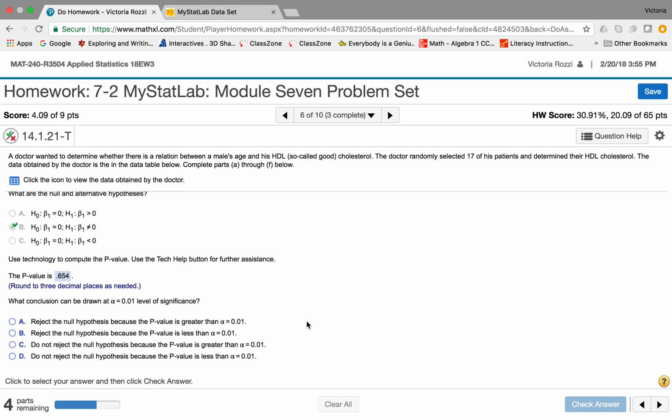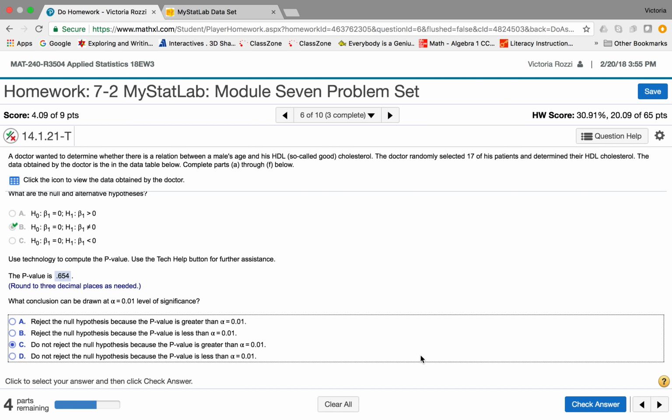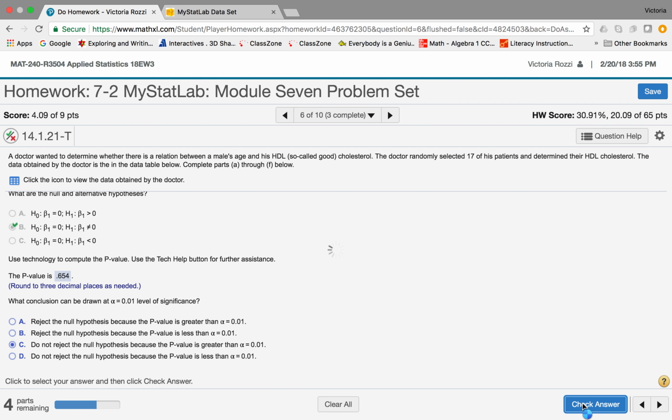Next, what conclusion can be drawn at the alpha equals 0.01 level of significance? Remember the little rhyme here: if p is low, the null must go. So if p is lower than alpha, the null is rejected. Here I have p greater than alpha, so I'm not going to reject the null hypothesis. So we say do not reject the null hypothesis because the p-value is greater than alpha equals 0.01.